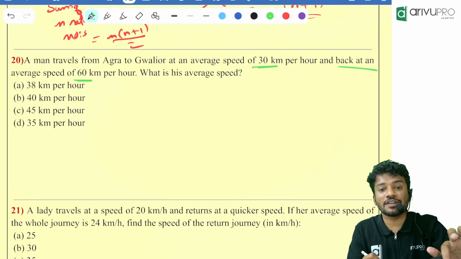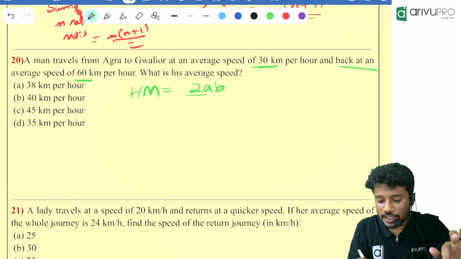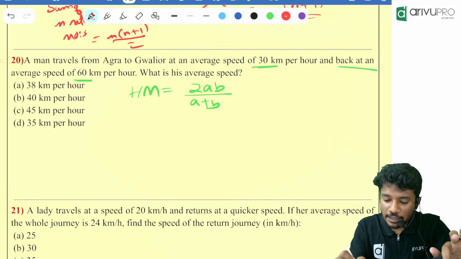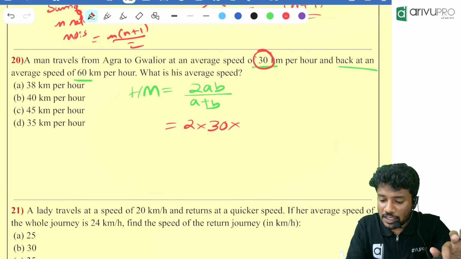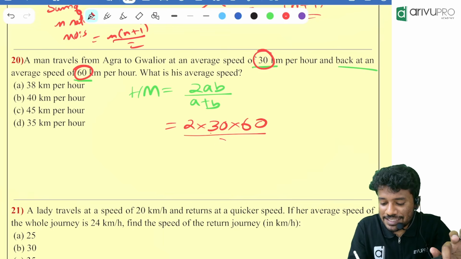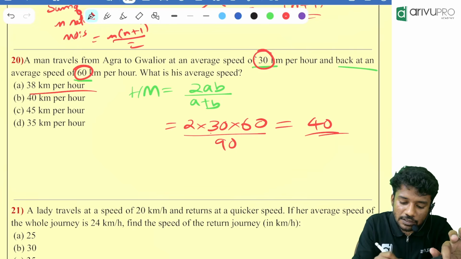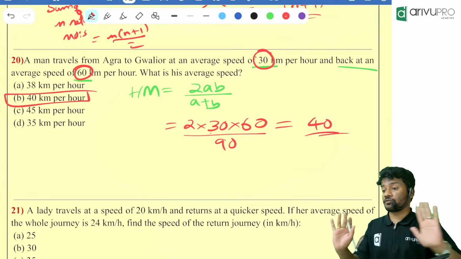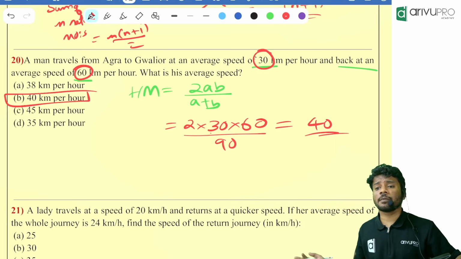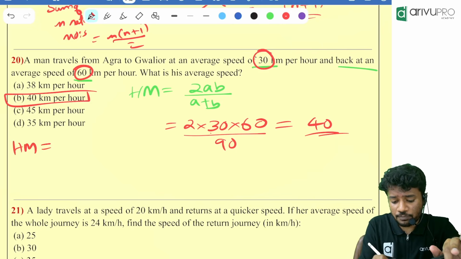What is the formula for average speed? Average speed is equal to nothing but HM. So you can write the formula like this: 2AB divided by A plus B, which is equal to 2 into A is how much? 30. Into B is how much? 60. Divided by 30 plus 60 is how much? That is 90. How much is the answer you are getting, people? 40 km per hour is the average speed. Now, if you don't know this formula, 2AB by A plus B, will you sit there and cry? No. I will do it using the HM formula. HM is what?